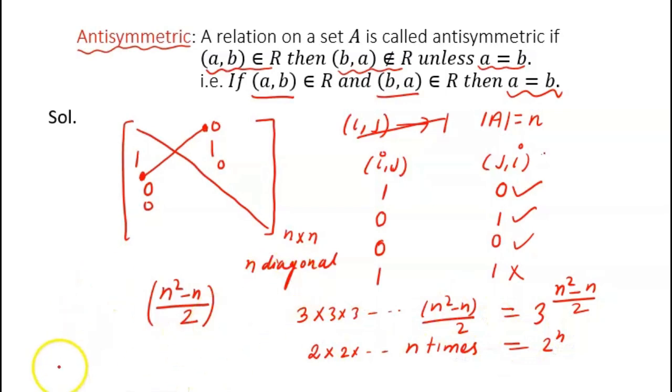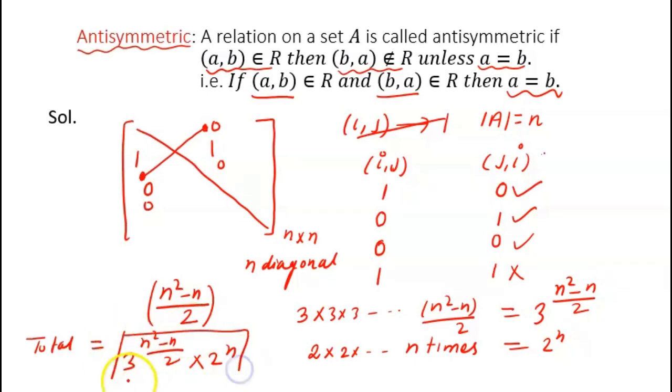So what is the total number of antisymmetric matrices? The total number is equal to 3 to the power n square minus n by 2, right, into 2 to the power n. And this is the total number of antisymmetric relations. I hope you have understood. In case you have not, please pause the video and check it again.